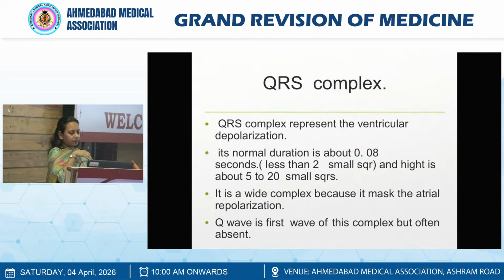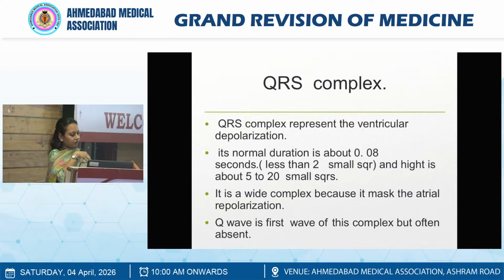QRS complex. The QRS complex represents ventricular depolarization and its normal duration, of the entire complex, is less than 2.5 or 2 small squares, and its height is about 5 to 20 small squares, that is 5 large squares. It is a wide complex because it masks the atrial repolarization.